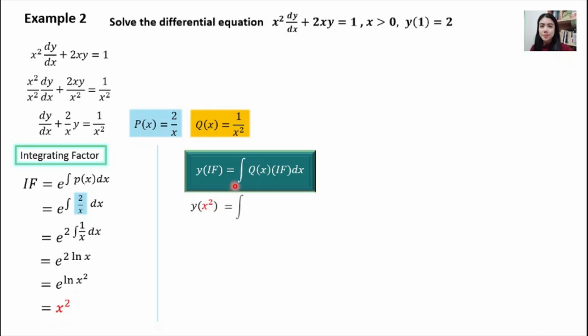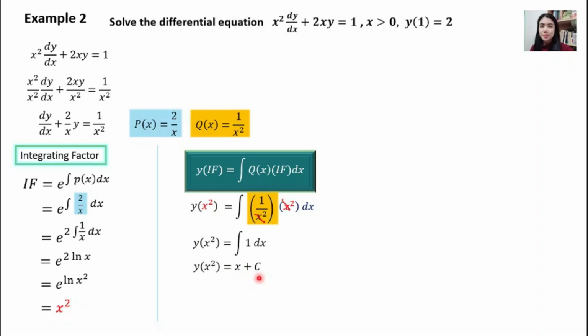Equal to the integration of Q(x) times the IF dx. Your Q(x) is 1 over x squared, and you multiply with the IF, which is x squared here. So the next one is the integral of 1 over x squared times x squared dx. Let's simplify this. You can cancel the x squared with 1 over x squared, so you only have 1. You integrate the 1, which gives you x plus c.